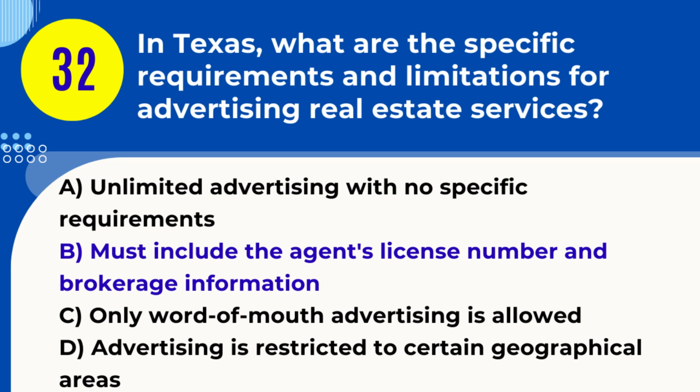Answer: B. Must include the agent's license number and brokerage information. Explanation: Texas law requires real estate advertisements to include specific information, such as the agent's license number and the name of the brokerage firm they are affiliated with. This ensures transparency and helps consumers verify the agent's credentials and affiliation.